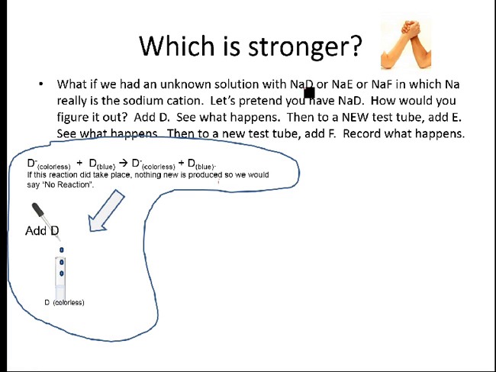And it could be sodium D or sodium E or sodium F, okay? In which the sodium really is, in this case, a sodium ion, the cation. Let's pretend in your unknown you have NaD. What did you figure out if it was D? Well, we could add the original D solution to it. Notice, not D minus, we've got to keep that sorted.